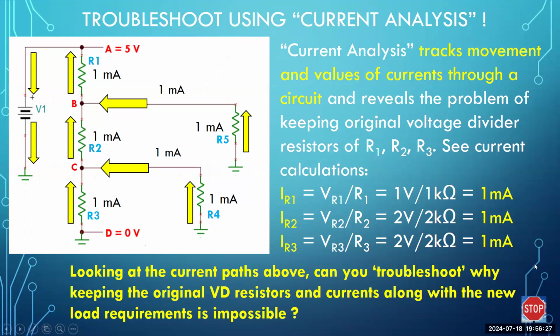So we use current analysis to help us draw in the arrows, and the next step of troubleshooting will advance our understanding. So it says here, looking at the current paths above, can you troubleshoot why keeping the original voltage divider, resistors, and currents along with the new load requirements?